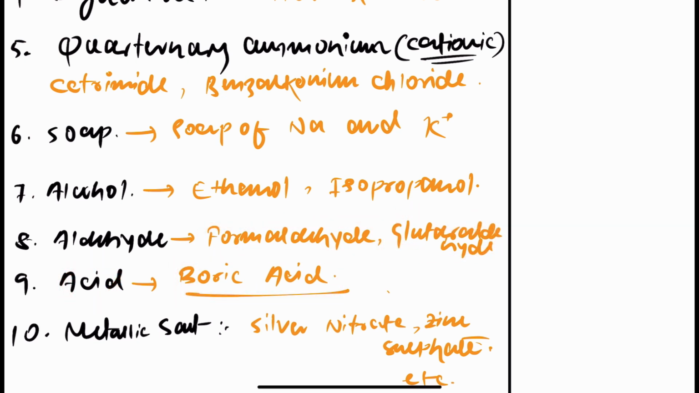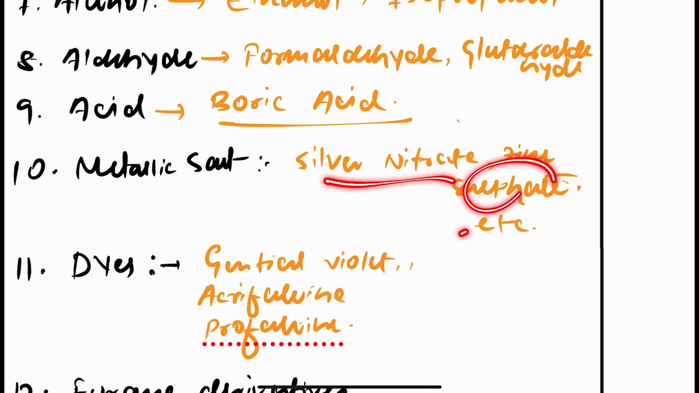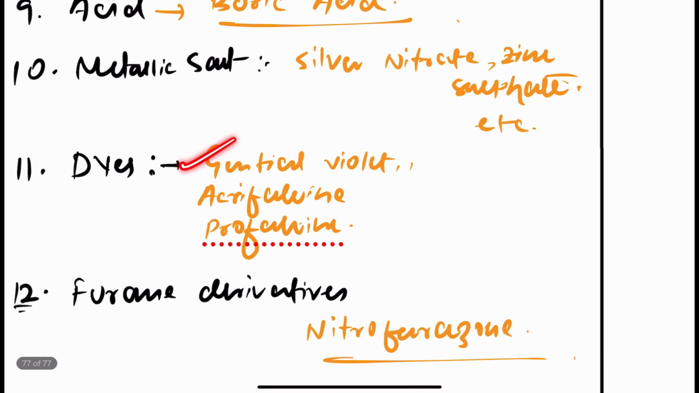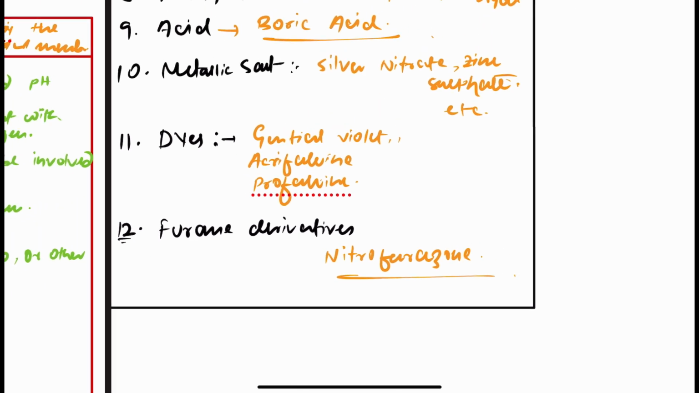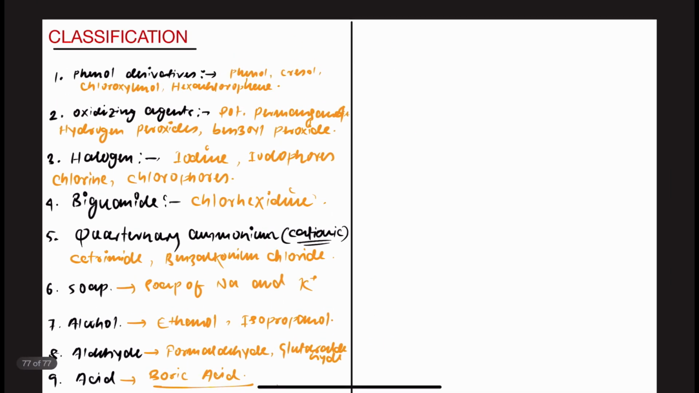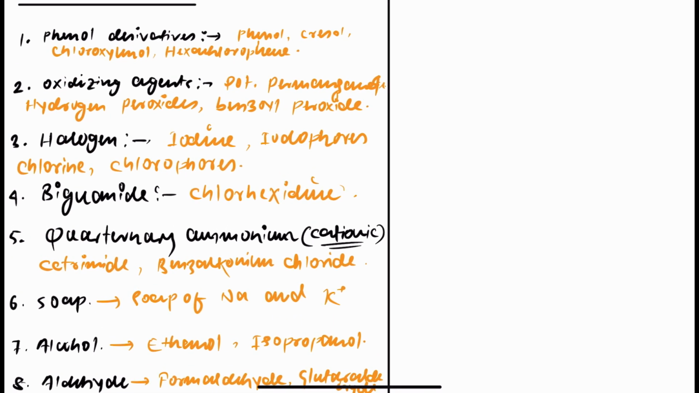As we know from the eye preparation, boric acid at low concentration can act as a good antiseptic for the eye. In case of metallic salts there are silver nitrate, zinc sulfate, etc. In case of dyes there are gentian violet, acriflavine and proflavine. In case of the फ्यूरन डेरिवेटिव, तो इसमें क्या आता है, नाइट्रोफ्यूराजोन. तो रिमेंबर द फेनोल डेरिवेटिव, ऑक्सीडाइजिंग एजेंट, हेलोजन, quaternary ammonium salt. These are basically important.